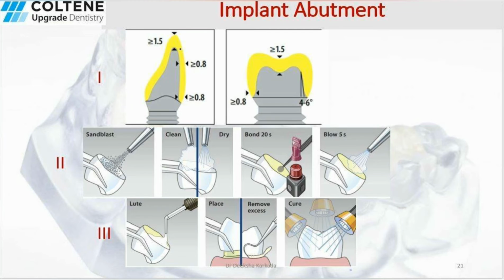For any other preparation, for an implant abutment preparation, the minimal occlusal thickness, or the thickness under the supporting cusp, remains 1.5 mm. The buccal and the cervical thickness remains 0.8 mm with the preparation angle of 4 to 6 degrees. Secondly, it is sandblasted, cleaned and dried, and then it is bonded for 20 seconds and blown for 5 seconds. Finally, it is luted with the luting agent and placed, the excess is removed, and the preparation is cured with a curing light.